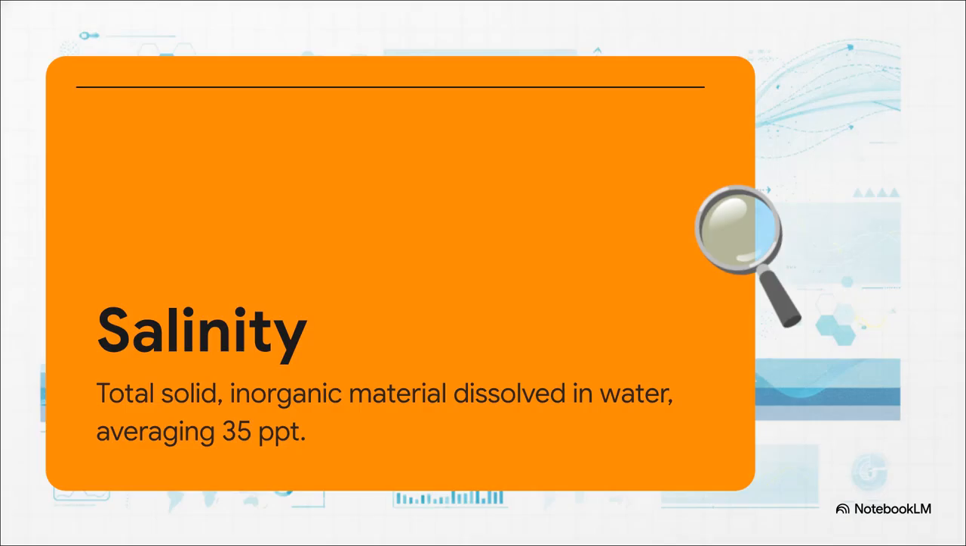So, when oceanographers talk about the ocean's recipe, they're mostly talking about salinity. And we don't just mean how salty it tastes. Salinity is precisely defined as the total amount of solid inorganic material dissolved in water. On average, the ocean sits right around 35 parts per thousand. Think of it like this. If you scoop up a typical 1,000-gram sample of average seawater, it's not actually 1,000 grams of pure water. You've got exactly 965 grams of water and 35 grams of dissolved solids.